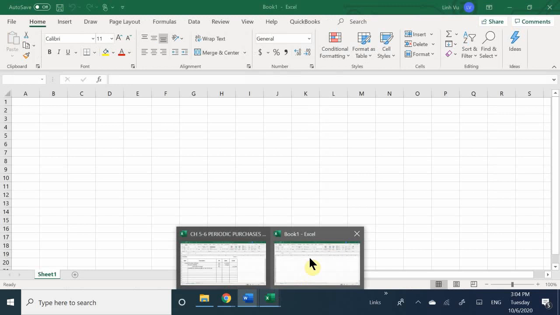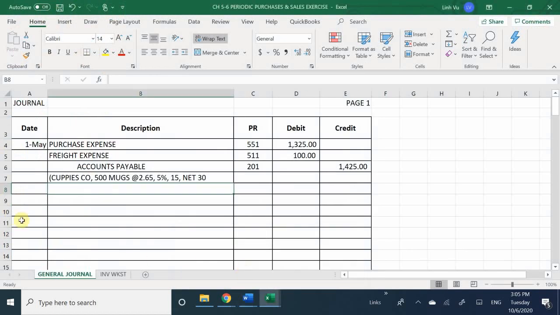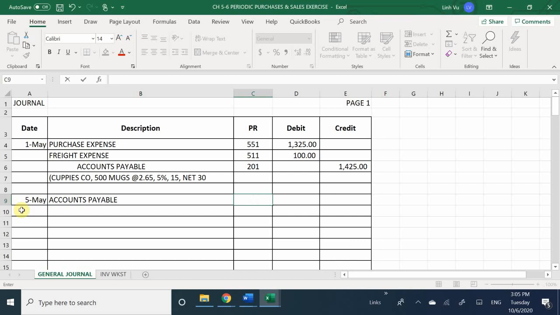Okay. So in this case, how am I going to be journalizing this? I am going to start with my accounts payable. Good, because we're decreasing the amount that we owe. Right. Accounts payable is 201. And then I am going to do my purchase returns and allowances, which is account 556.